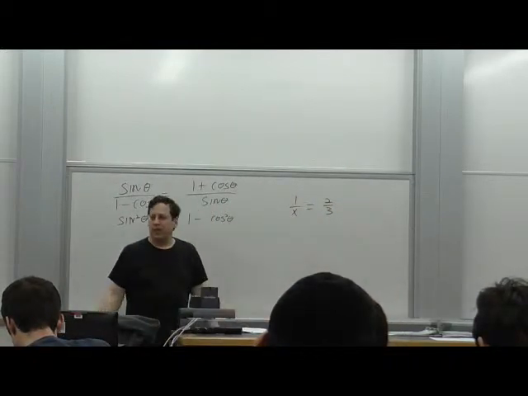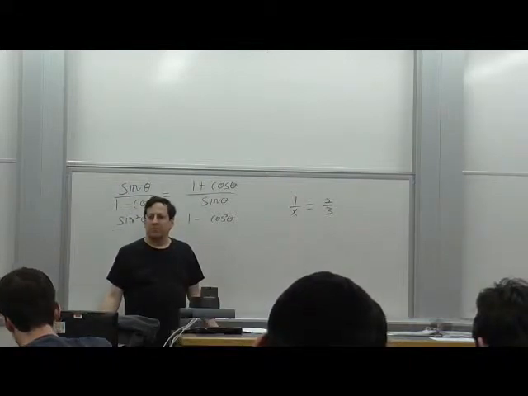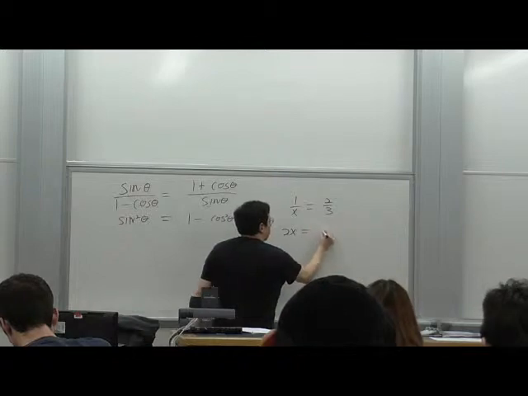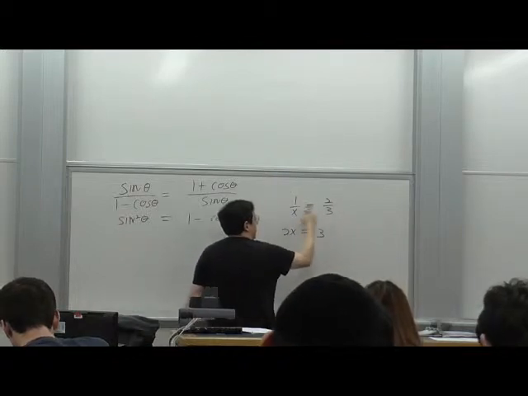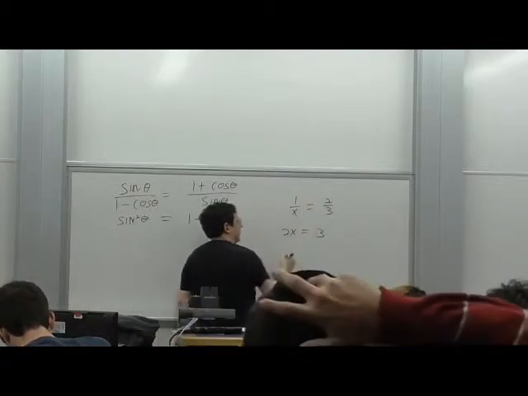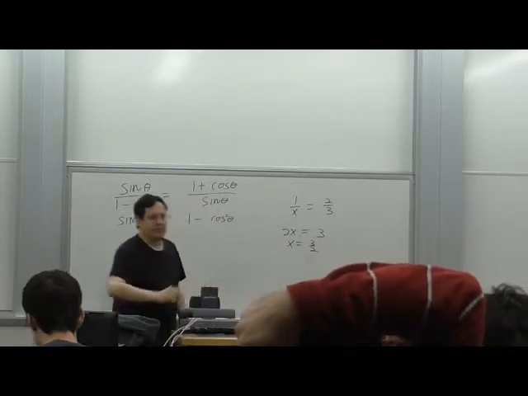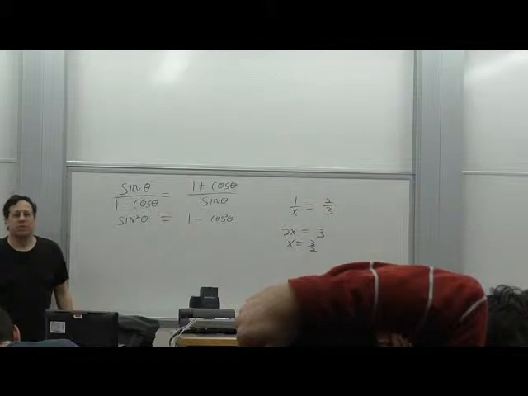I want to find x. So I cross multiply. 2 times x equals 3. So x equals 3/2. That's usually how you use it.